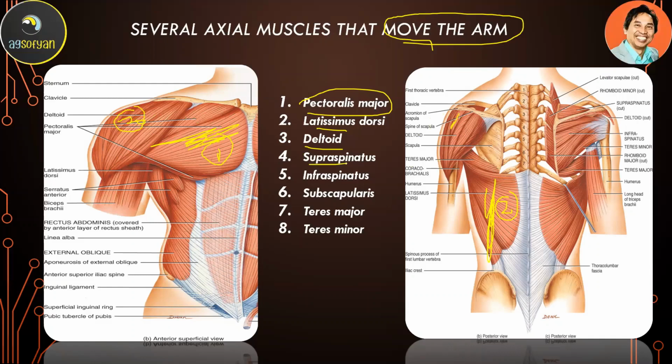Okay. Supraspinatus muscle. We can see it from the back over here. Okay, so supraspinatus muscle. This is number 4. Infraspinatus muscle. This is going to be number 5, the muscle over here.